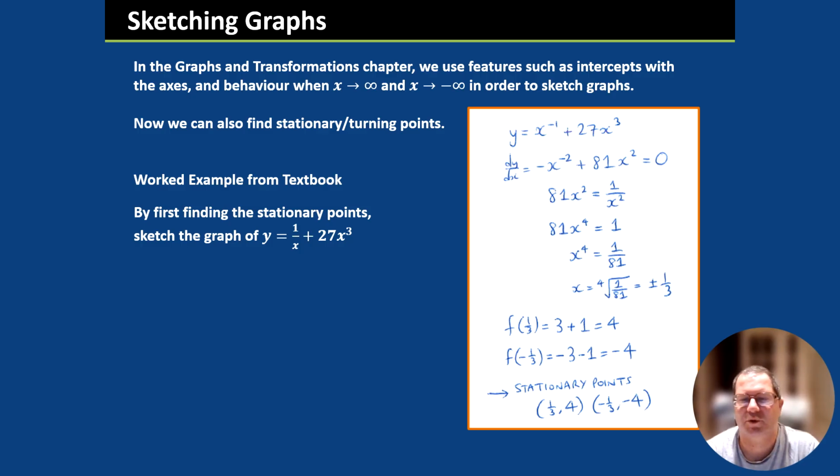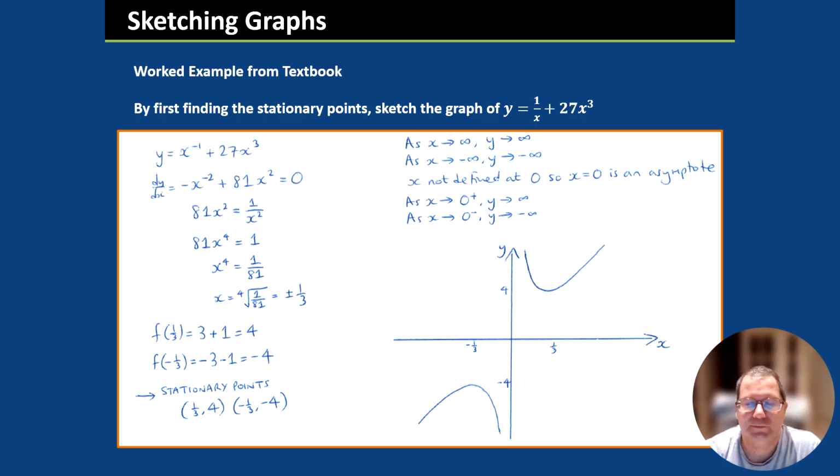We differentiate it, put it equal to 0. We get negative x to the minus 2 plus 81x squared equals 0. If we rearrange that and solve it, we end up with x being the fourth root of 1 over 81, which is plus or minus a third. Substituting plus or minus a third back in for y, we get that y is either 4 or negative 4. So our stationary points are (1/3, 4) and (negative 1/3, negative 4). And we could, of course, also use our second derivative to determine what types of points they are. It turns out that (1/3, 4) is a local minimum, and (negative 1/3, negative 4) is a local maximum.